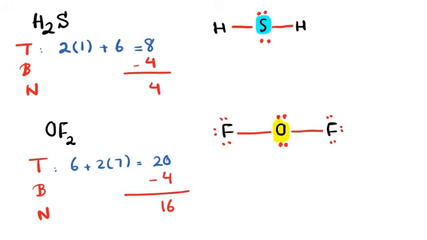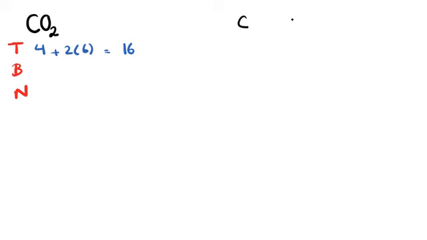Let me work on another one. Another pair of compounds I'm going to share with you, like CO2. Let me write TBN: carbon group number 4, 2 times 6. In total we have 16 valence electrons. Let me draw carbon, oxygen, oxygen.